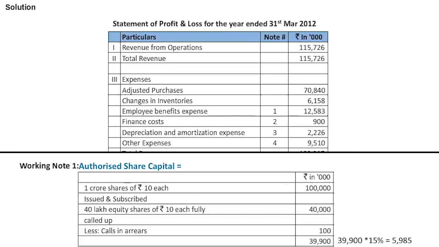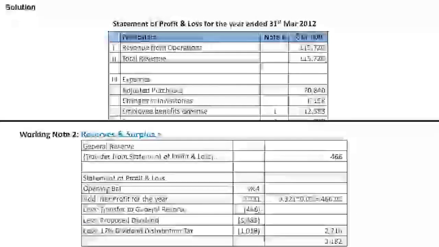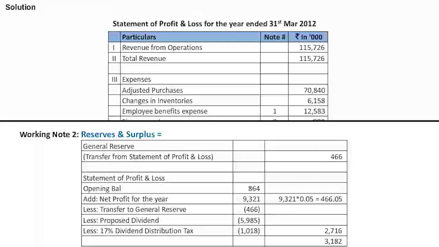So obviously it is paid from profit. So it will reduce the profit balance, overall accumulated profit balance, and it is a provision for the dividend. So it will be part of your short-term provisions. So it will be proposed dividend 5,985.